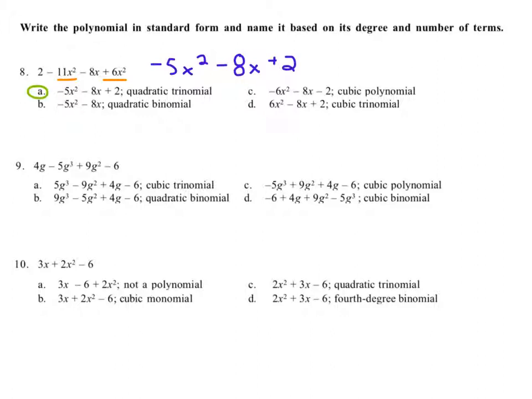Now, moving on, we want to look at number 9 and say, can we combine any terms? And I see that there's a g cubed term, a g squared term, a g term, and a constant term. None of those can be combined. So all we're going to do then is write them in the proper order.